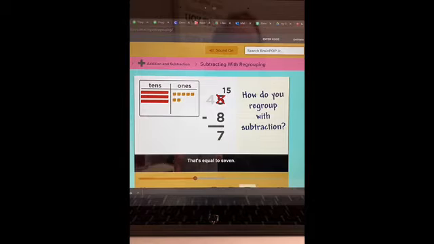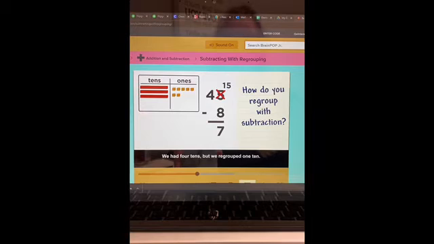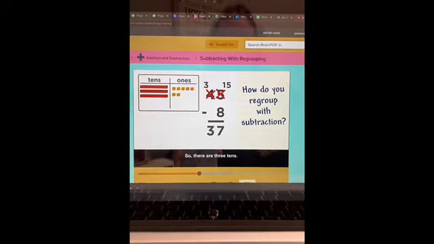That's equal to 7. Now subtract the numbers in the tens place. We had 4 tens, but we regrouped one 10. So there are 3 tens.